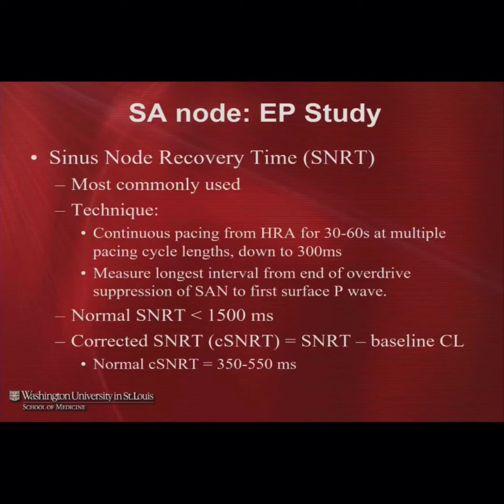When it comes to sinus node recovery time, which is the most commonly used technique for assessing evidence of sinus node dysfunction in the EP lab, you pace from the high right atrium, so close to the sinus node, for 30 to 60 seconds at multiple pacing cycle lengths down to 300, and you measure the longest interval from the end of the overdrive suppression to the first surface P wave. And a normal SNRT is less than 1500. And then you correct that SNRT for the baseline cycle length, and the normal C-SNRT is 350 to 550. I'm going to show an example of this during the workshop.